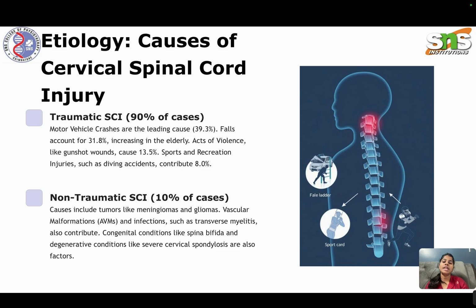Coming to the etiology, the causes of spinal cord injury. Major causes include RTA, falls, especially in the elderly, sports injuries like diving, and violence such as gunshot injuries. Non-traumatic causes include tumors, infections like transverse myelitis, degenerative cervical spine disorders, and congenital anomalies. Understanding the cause helps us to anticipate complications and plan the rehabilitation.